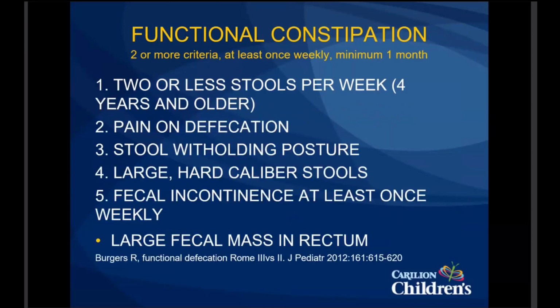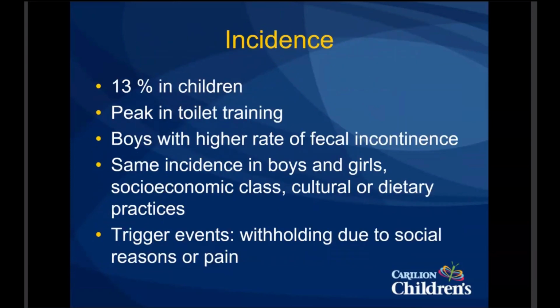The incidence is 13% in children. The peak is at toilet training, of course, because they become afraid to use the bathroom. Boys have a higher incidence of fecal incontinence, but in reality, the incidence is similar in boys and girls. And not only that, it is also similar across socioeconomic classes and cultural dietary practices. So it's basically equal in all these areas.